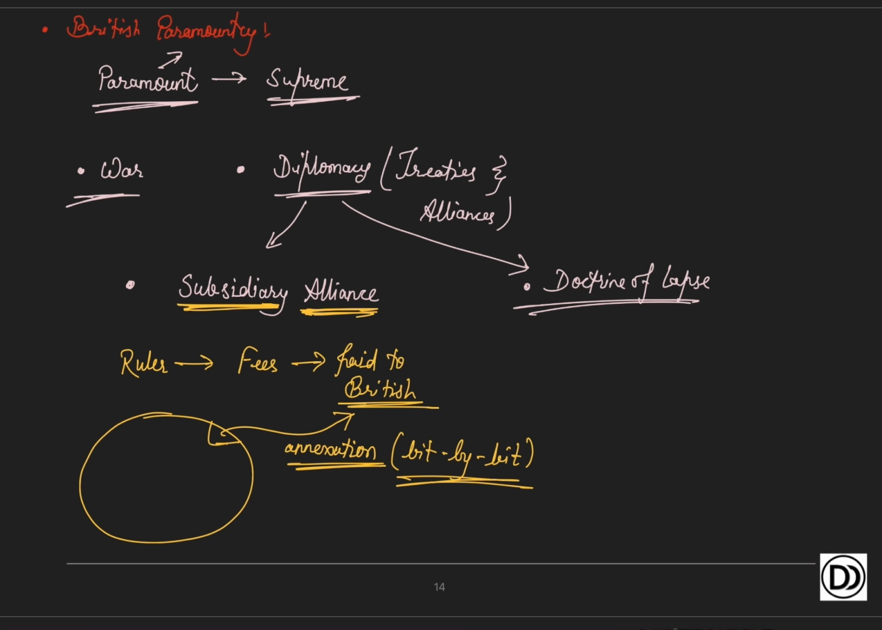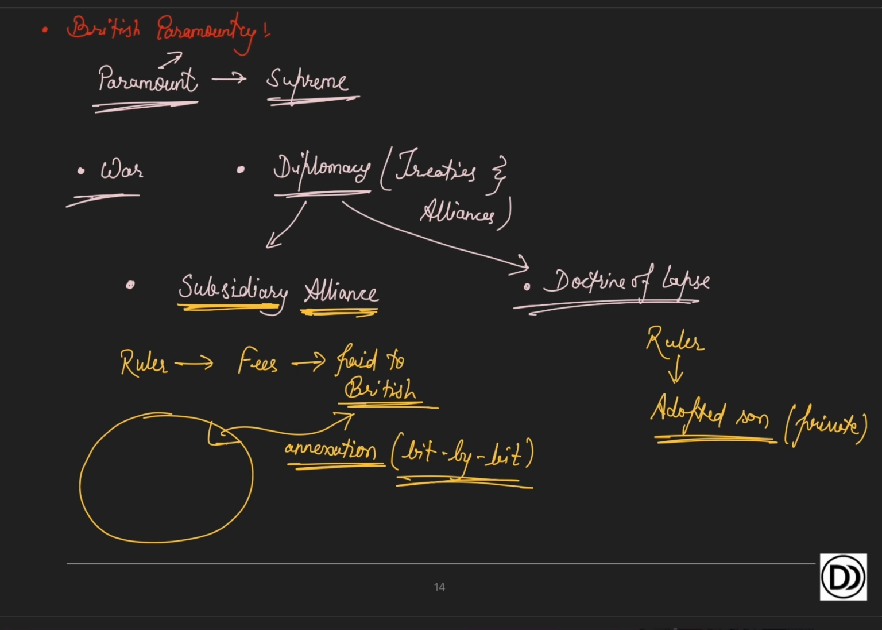Now the second is Doctrine of Lapse. Any ruler who has signed subsidiary alliance was asked to sign an agreement that whenever the ruler has an adopted son to succeed him, he doesn't have his own son, he has adopted a son to succeed, then the adopted son can only inherit the ruler's private property. So only private property goes to the adopted son.